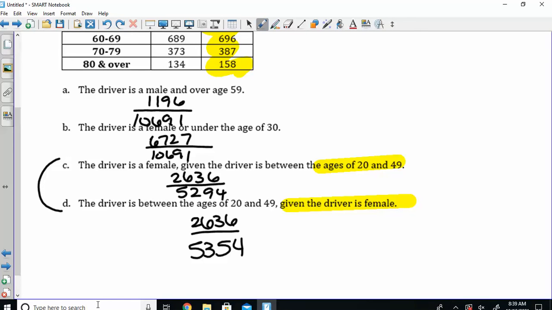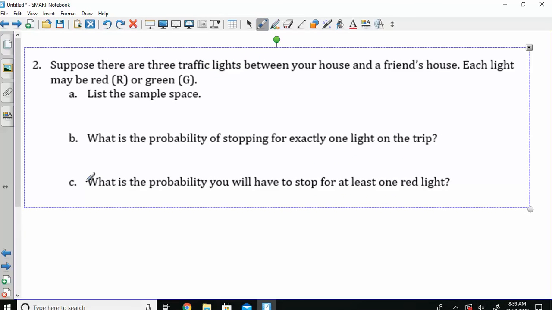Okay, so you see the difference between C and D. There's a different probability based off what I knew to start with. Alright, so I'm going to leave it to you guys to finish those if you had to correct any of them, but I've got it set up for you.